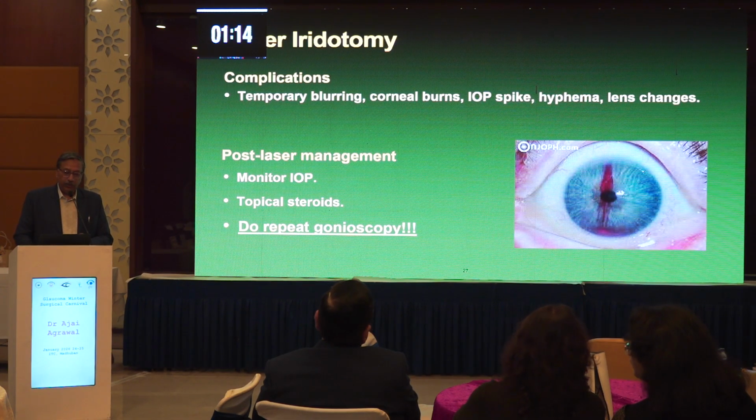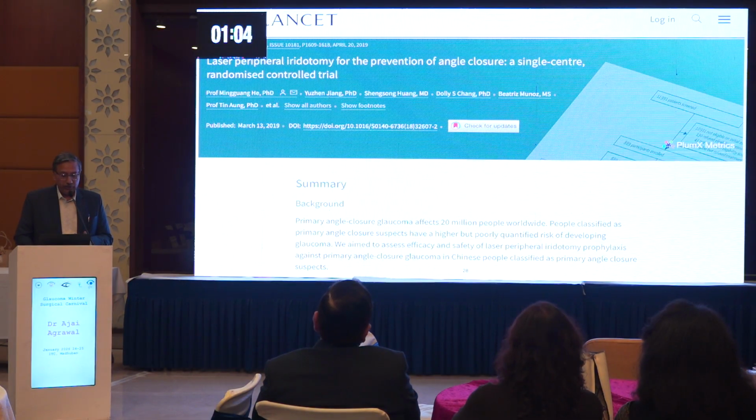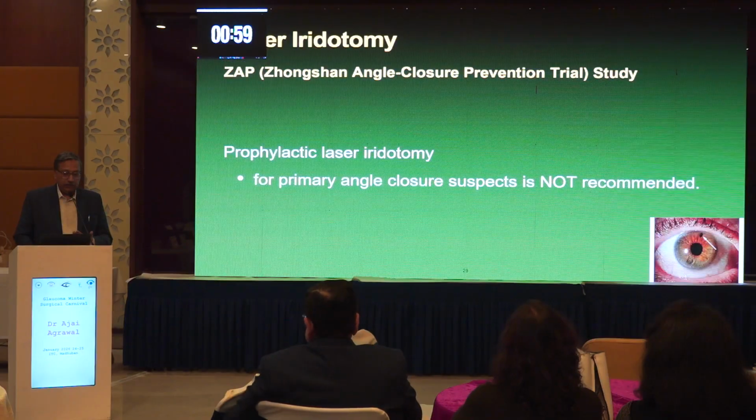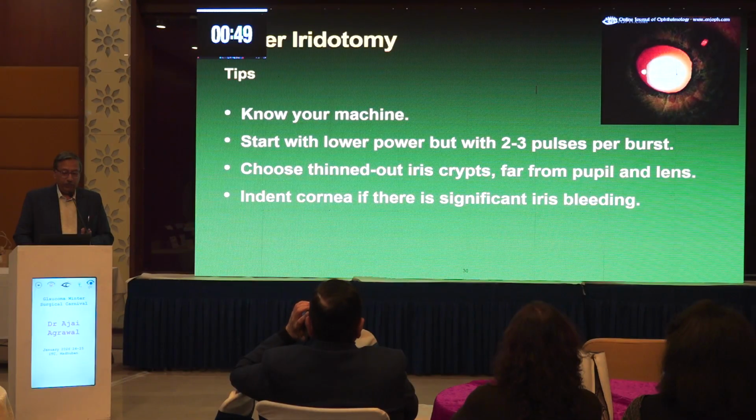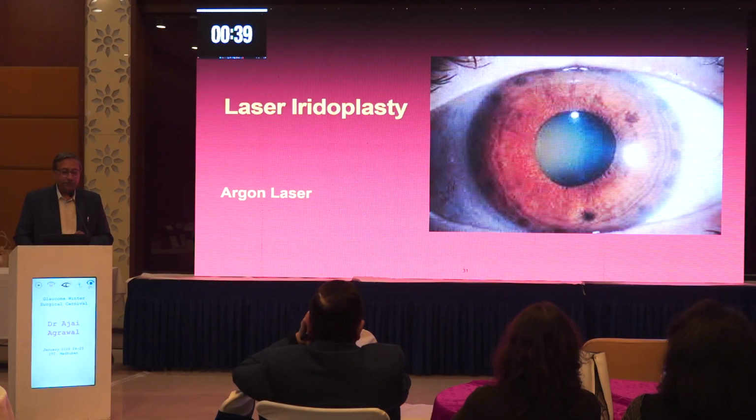The complications could include temporary blurring, corneal burns, IOP spikes, and you will need to monitor your IOPs and always repeat your gonioscopies as well. Now, when to do a PI: the ZAP study has shown us that for PACS, it is not recommended for these patients. And remember that you should know your machine, choose a thinned out iris crypt, and indent the cornea. If there is significant bleeding, it will stop in most of the cases.